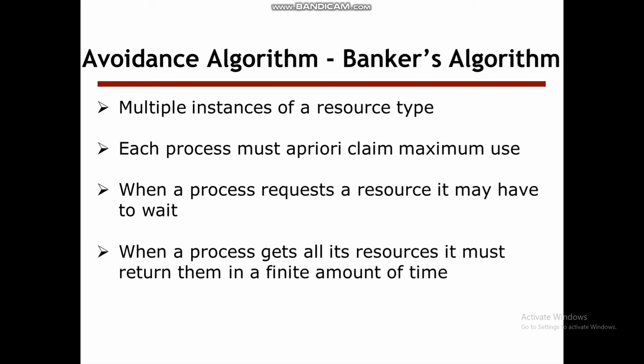This algorithm is a good algorithm when we have multiple instances of a resource type, and as we suggested, we will have a priori information. When a process enters the system, it must declare the maximum number of its resources, and all the information will be available. When a process gets all its resources, it must return them in a finite amount of time, ensuring that the resources are available for allocation.